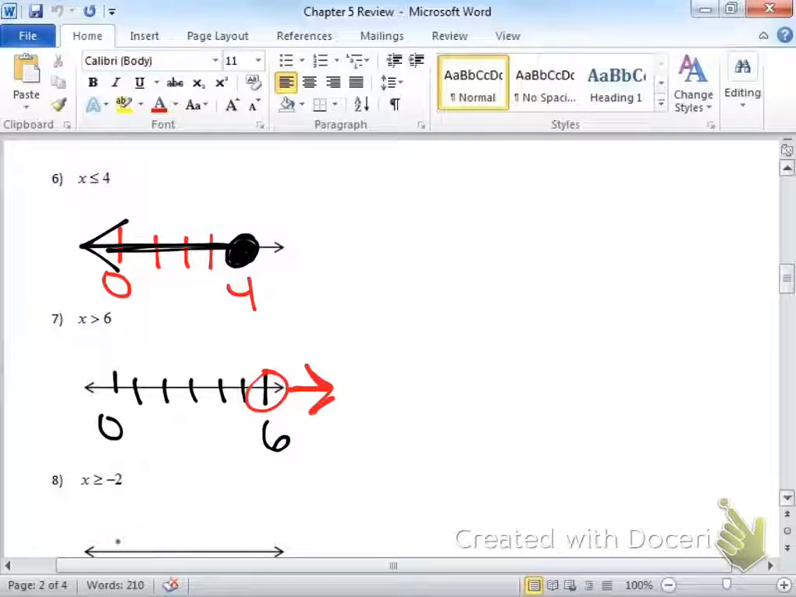Down on number 8, the negatives are to the left, so I'll have -2, -1, 0. You can even write some positives if you want. Remember, you need the number you're talking about and the 0 for sure. The rest of them you could fill in or not. It's just kind of up to you, personal preference. Circle the -2. Fill it in because it is an or equals to, and we want greater than, so shade to the right. Raise your hand if you'd like more time with these 3.